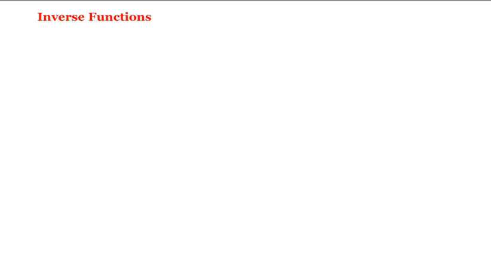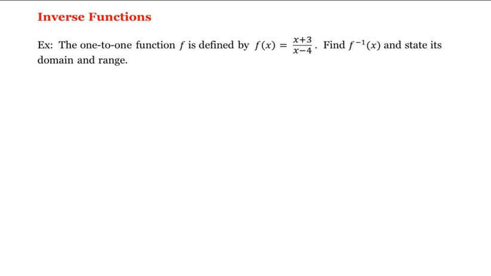Let's look at inverse functions. For example, let's find the inverse of this one-to-one function f, and then we'll state its domain and range. The first thing we do when we're finding an inverse of a function is, in the definition of that function, we replace f of x by y. In other words, we have y is equal to (x plus 3) divided by (x minus 4).